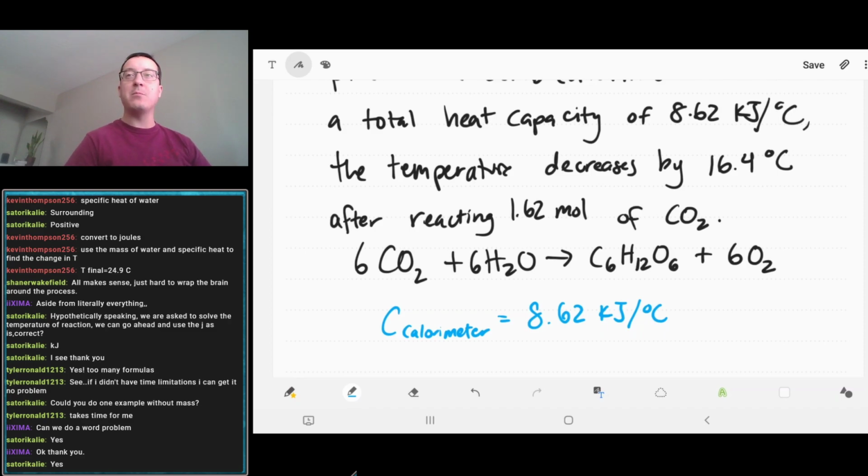So what does that mean? If we were to put that in terms of a variable we're familiar with, what would that look like?